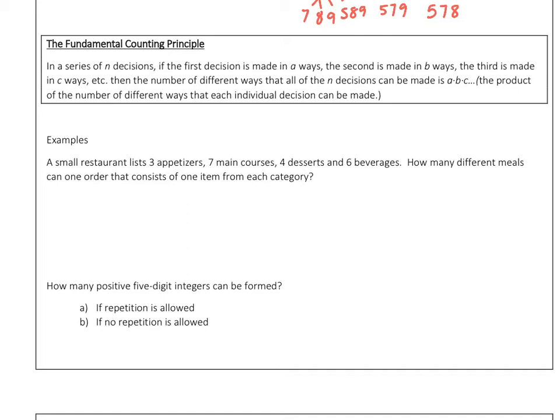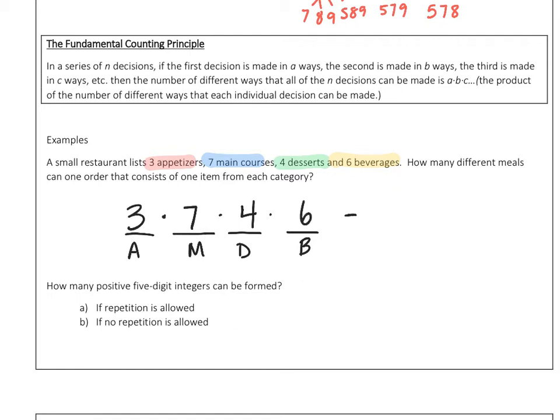So a small restaurant lists 3 appetizers, 7 main courses, 4 desserts, and 6 beverages. How many different ways can one order a meal that consists of 1 item from each category? So essentially, I'm going to make 4 decisions because I've got to pick an appetizer, a main course, a dessert, and a beverage, and I'm going to multiply those all together. So if this is my appetizer, this is my main course, this is my dessert, this is my beverage, I have 3 appetizers, 7 mains, 4 desserts, and 6 beverages to choose from.